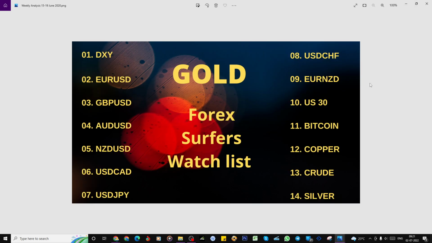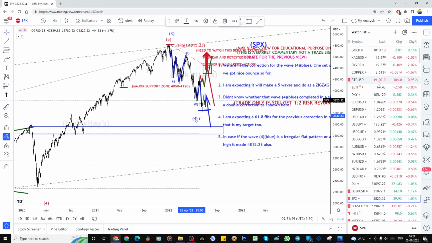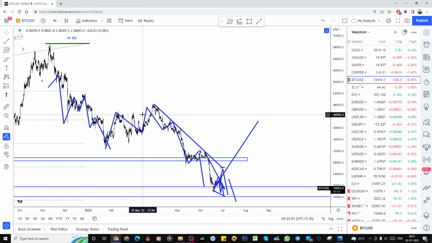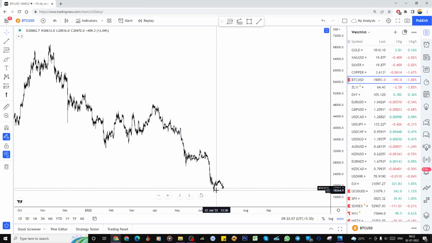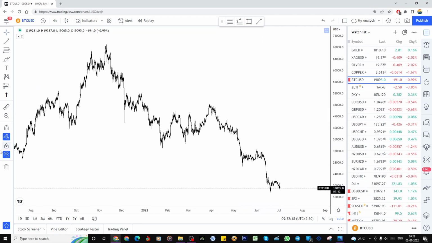So what else? Bitcoin, copper, crude. BTC is the same, and it reached the 19,000. Look at this, 1, 2, 3, 4 and 5. So it's already doing that 1, 2, 3, and we are in the fourth wave, it looks like. So one more wave to the downside to the 15,000 is possible this week, maybe, right?